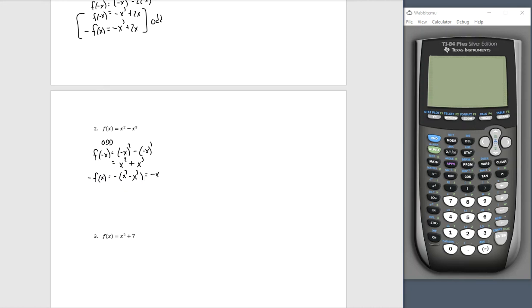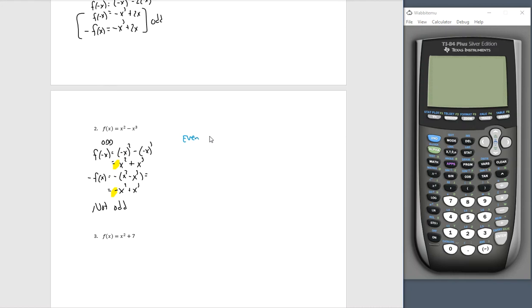I don't want to write that there. I instead want to write this down here. And I see that the f of negative x doesn't have a negative in front of the x squared, but my negative f of x does. So this is not odd. All right, so let's see if it's even.